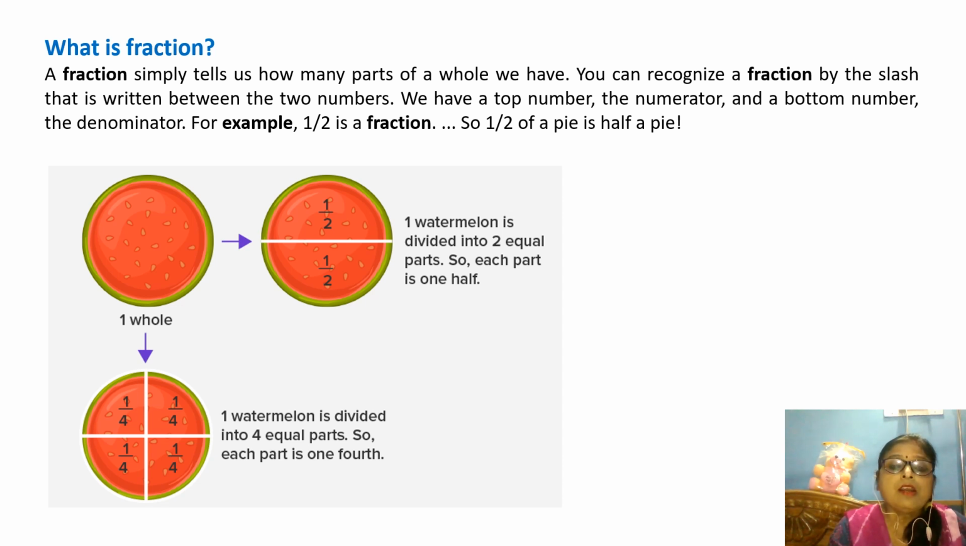First you are seeing one whole watermelon, and with a white line you have divided the watermelon into two equal parts, and one part is showing the half of a watermelon. In the next picture you are dividing the watermelon into four equal parts. So each one part of the watermelon will be 1/4. So this is all about the fraction. Means fraction is a part of a whole.